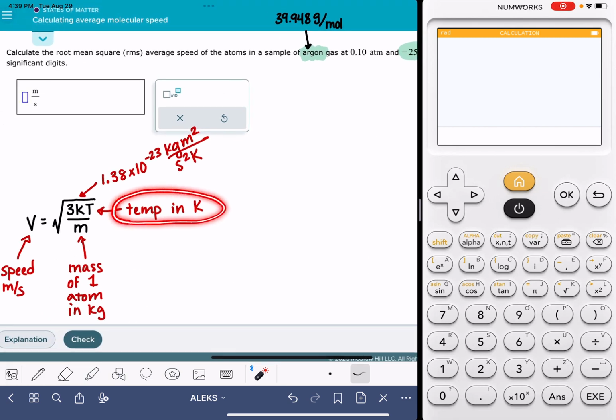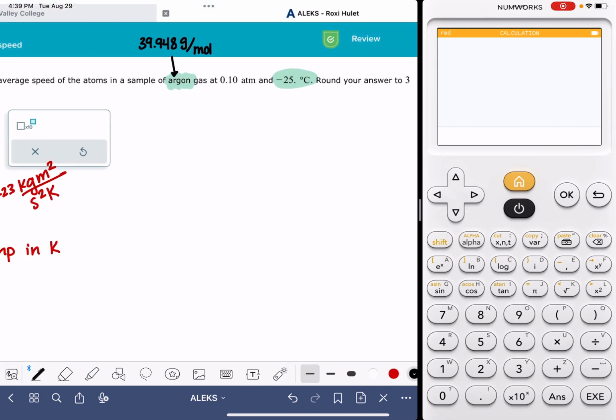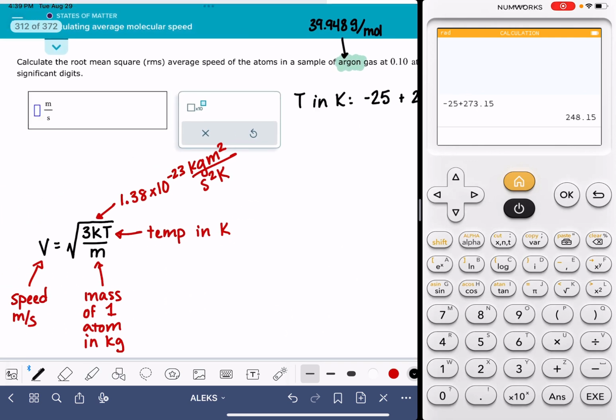So we do have to do a little bit of conversion. First of all, we need to convert our temperature from Celsius into Kelvin. Let's go ahead and start with that. To convert from Celsius to Kelvin, we're just going to add 273.15. So the temperature in Kelvin is going to be our temperature in Celsius, which is negative 25, plus 273.15. Negative 25 plus 273.15 gives us a temperature of 248.15 Kelvin. So we're ready to plug that in.